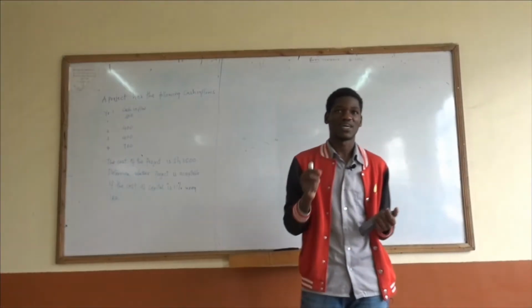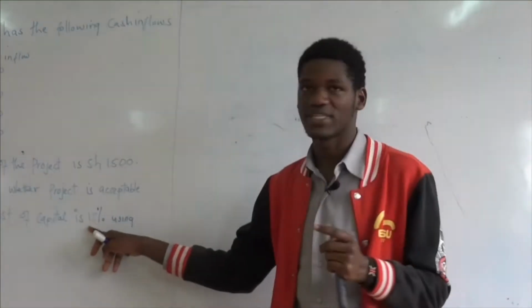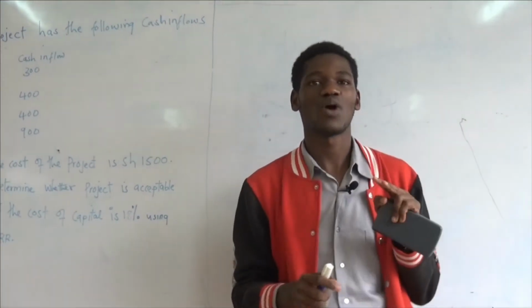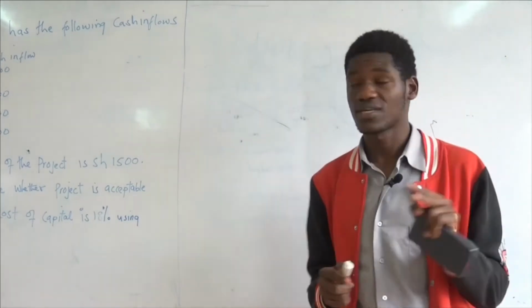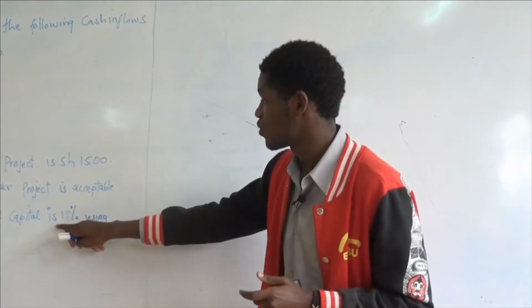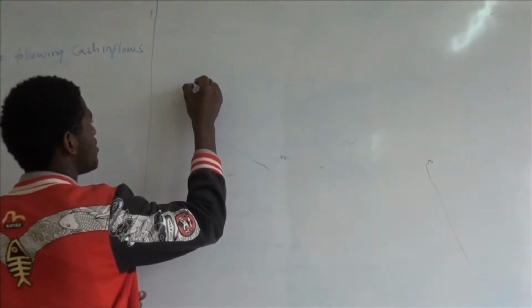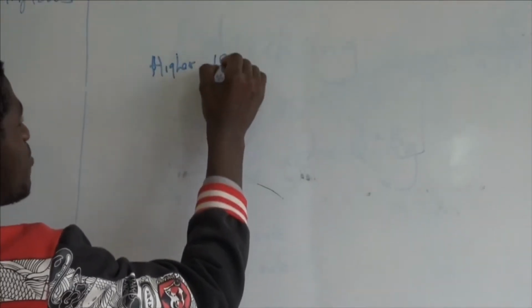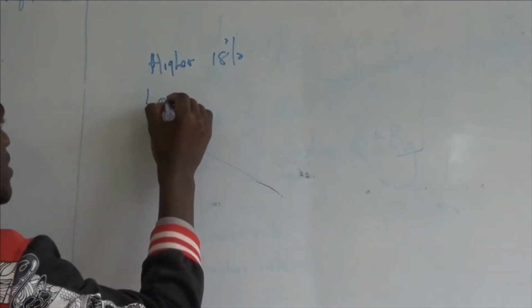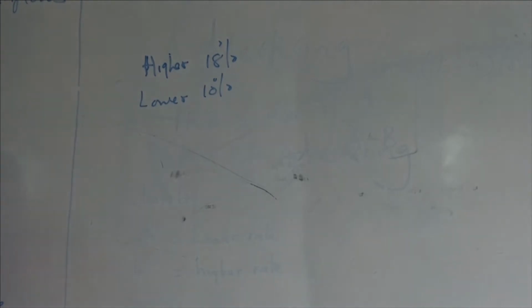Now, when we are calculating internal rate of return, we must have two rates. So already here, we have been given the cost of capital to be 18%, but we need to have two arbitrary rates. So we'll choose two rates, one to act as higher rate and one to be our low rate. Of course, we can take 18% to be our higher rate, then we can take 10% to be our lower rate. So we'll first start by calculating the net present value of higher rate.